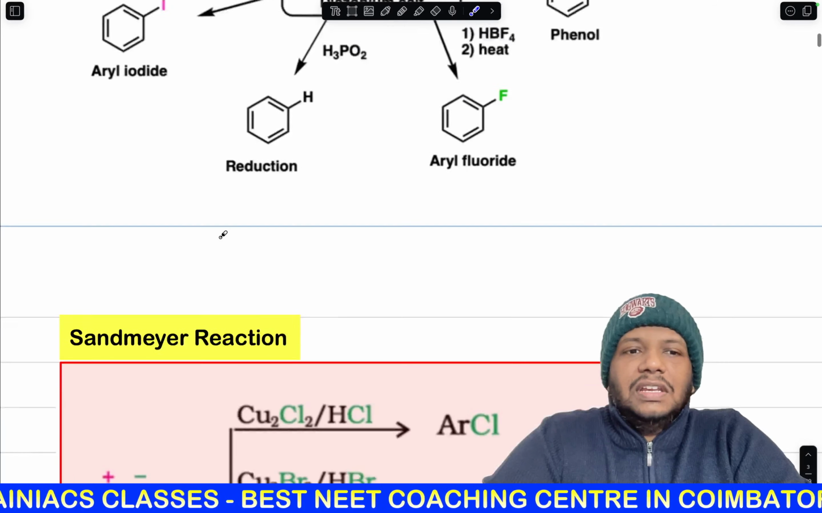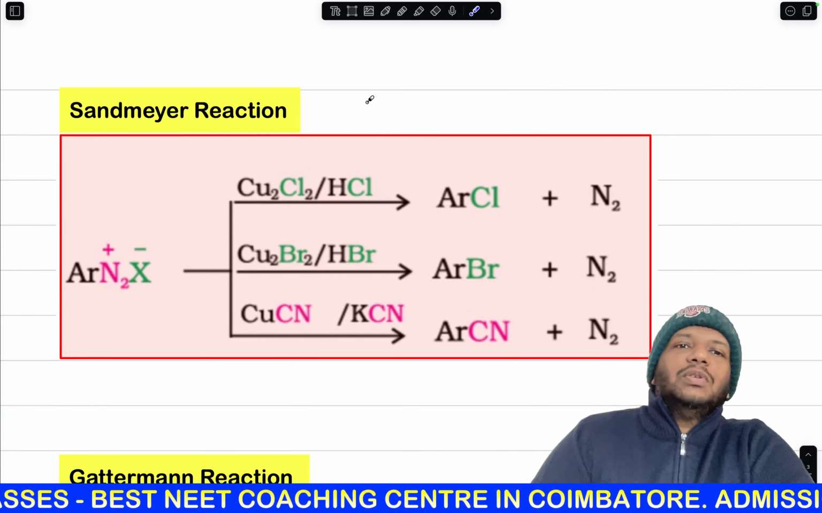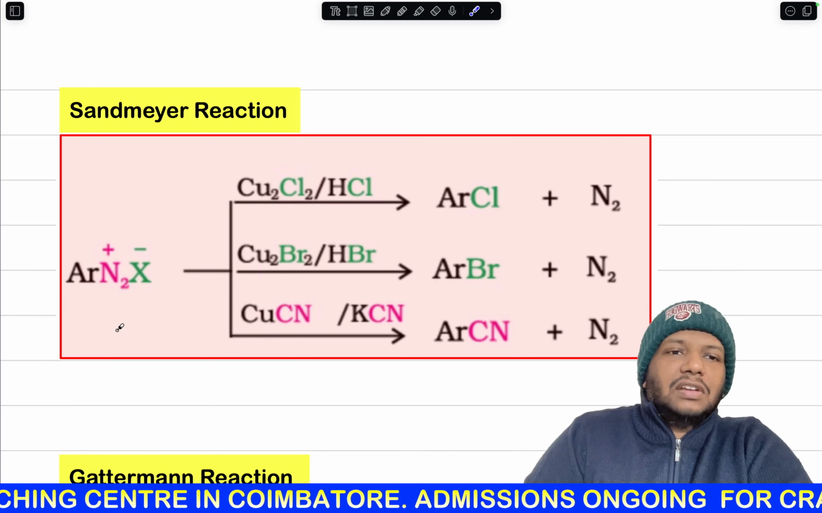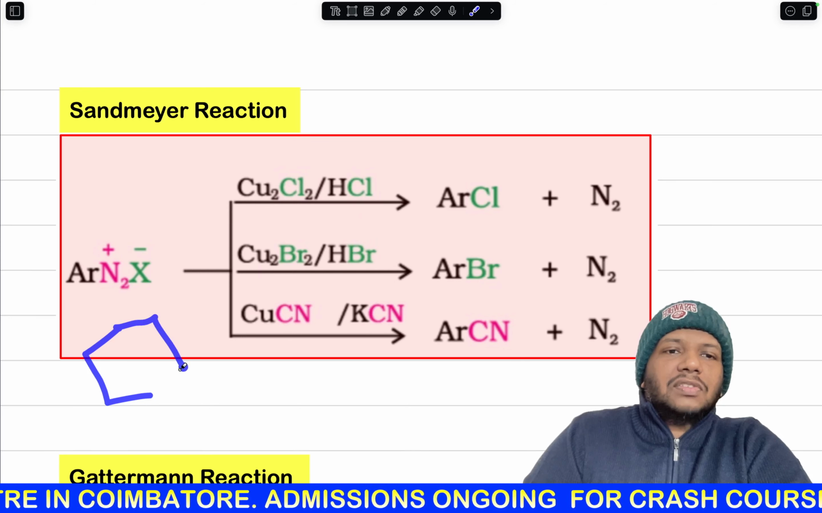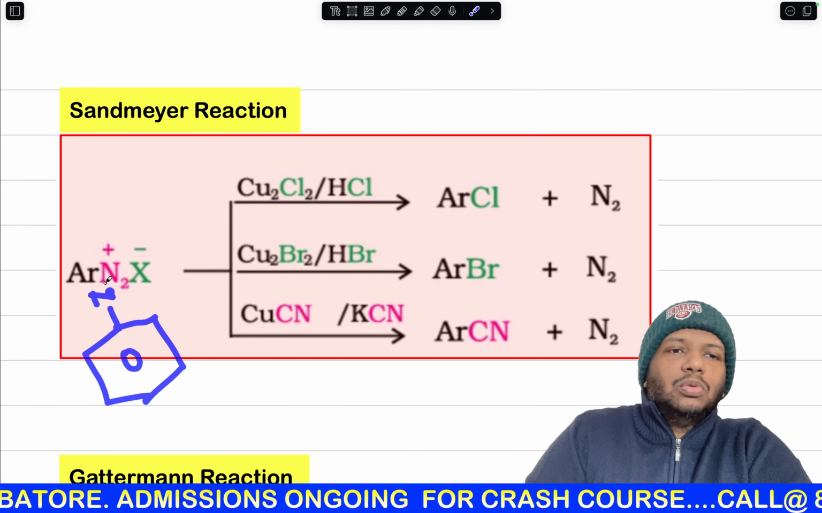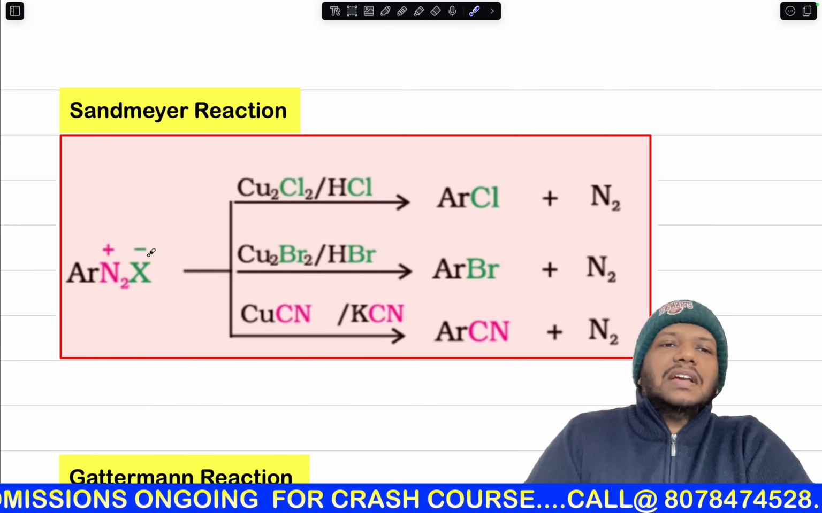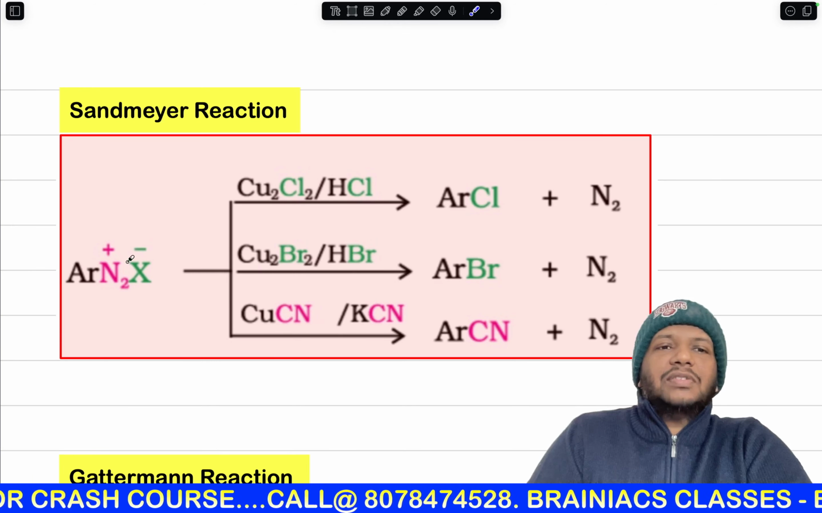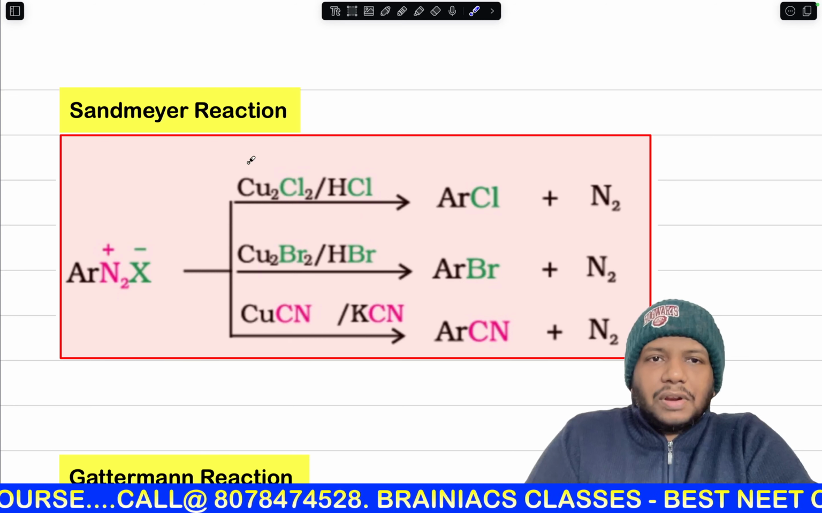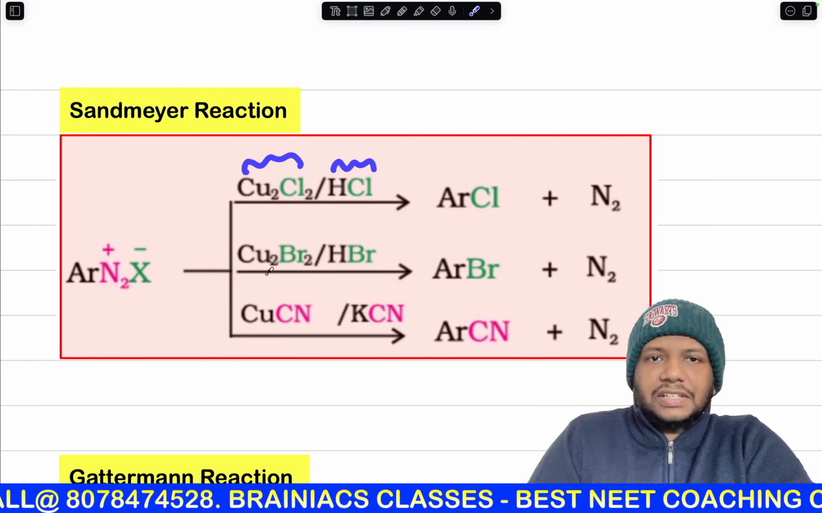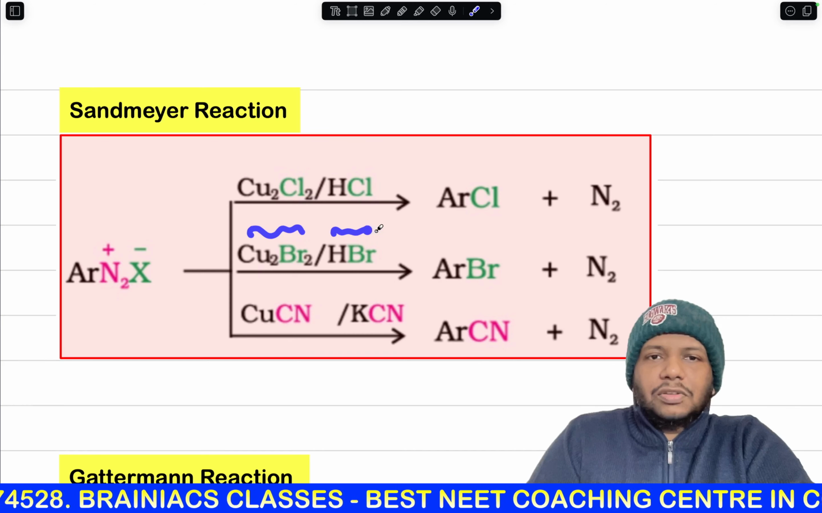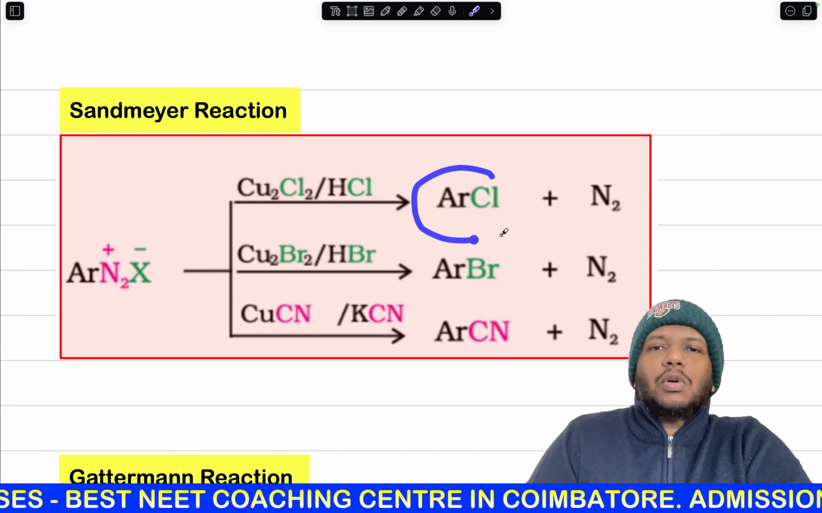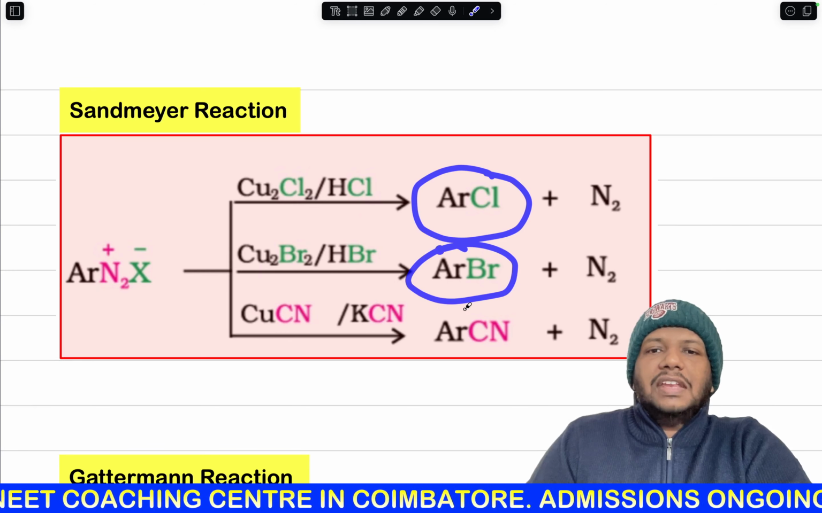Let's see in detail now what a Sandmeyer reaction is. You will understand it very easily. Very simple, ArN2X. Here Ar stands for benzene ring, and X can be a halogen. This is fundamentally a benzene diazonium salt. If you treat this with CuCl in the presence of HCl, or CuBr in the presence of HBr, or CuCN in the presence of KCN, you can convert this into chlorobenzene, bromobenzene and even cyanobenzene.